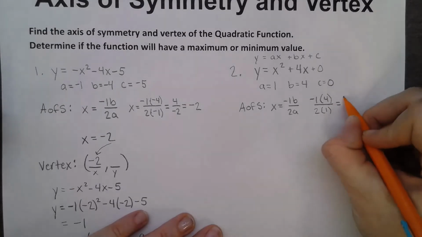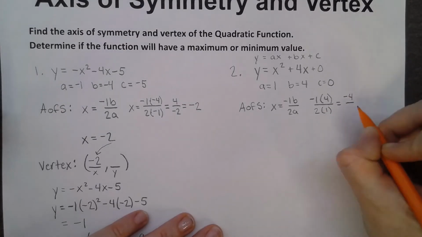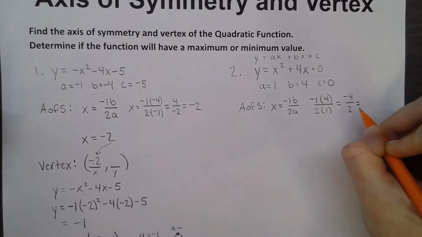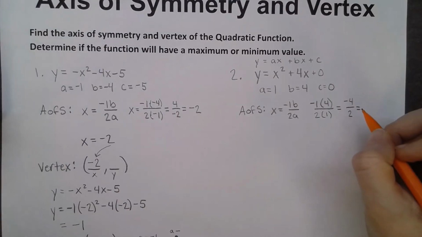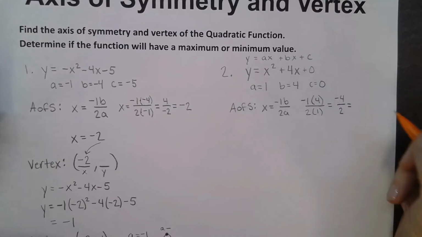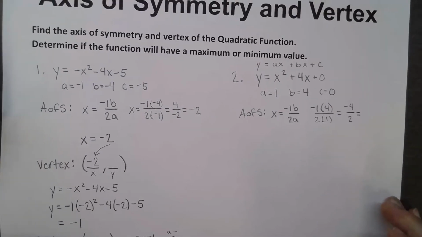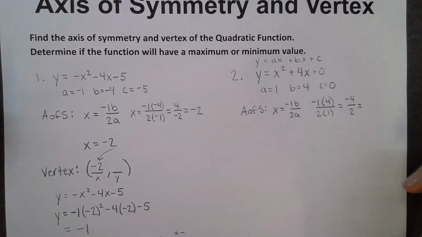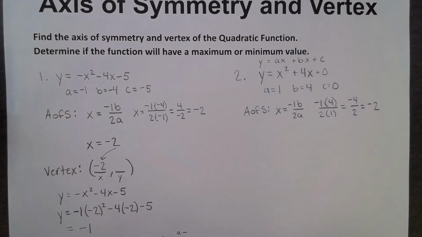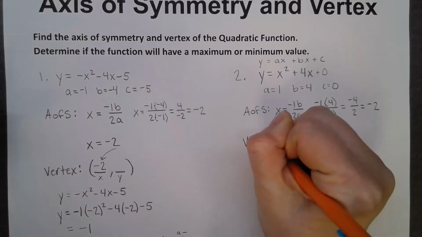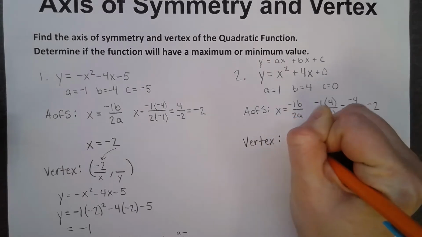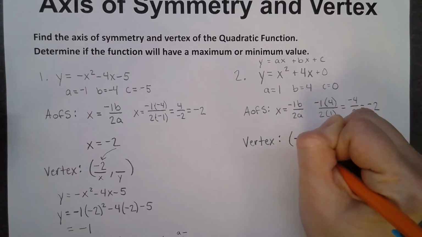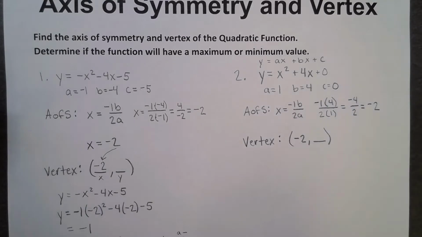Multiply the top, we get negative 4. Multiply the bottom, we get 2. And when we divide that answer, we find that negative 4 divided by 2 gives us a negative 2. That is our axis of symmetry value, which is going to end up being the x value of our vertex. So that is going to go in, and we need to find the y value.